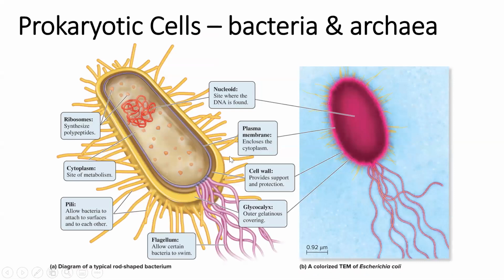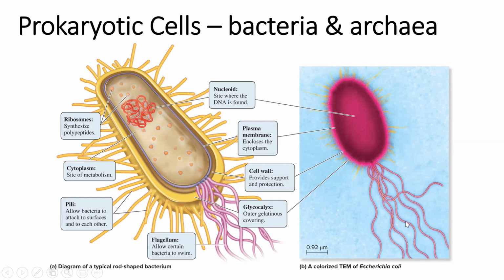So you can see that there are multiple structures that are found in the prokaryotic cell. We have the nucleoid, which is the region where DNA is found. You have ribosomes, you have a cell membrane, you have a cell wall, you also have some pili and flagella. Some bacteria have flagella on there, some bacteria have pili on there for reproduction. We also have the cytoplasm, where you find the ribosomes and where you have the site of metabolism.